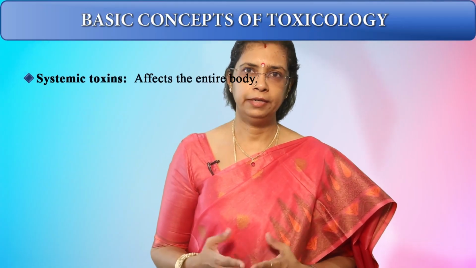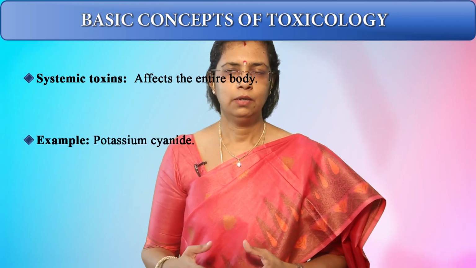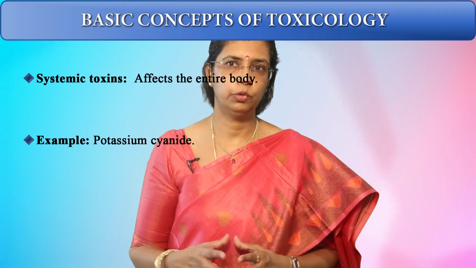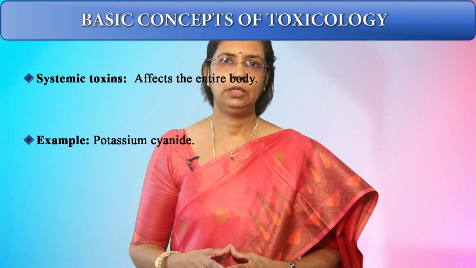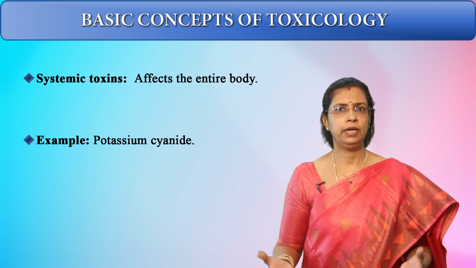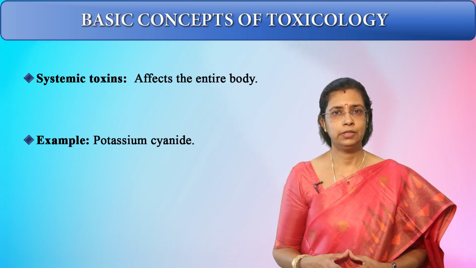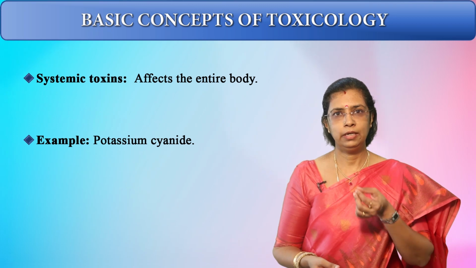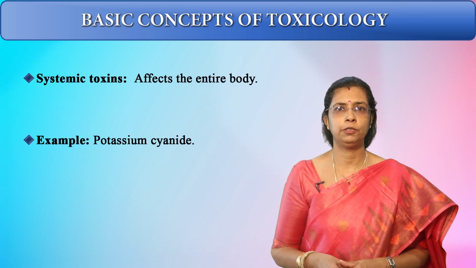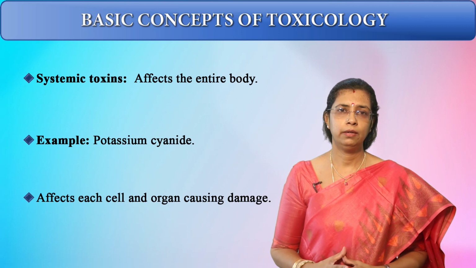Systemic means that after entering the body, the toxin will affect the entire body. For example, potassium cyanide. You will all be familiar with this; when certain people working for certain organizations don't want their identity to be known and are caught by the governments or cornered in any such situation, they often don't want to reveal the truth, and they just take a pill which is tied to their neck. This is often the cyanide capsule, and it can affect each cell and organ, causing immediate damage and death.